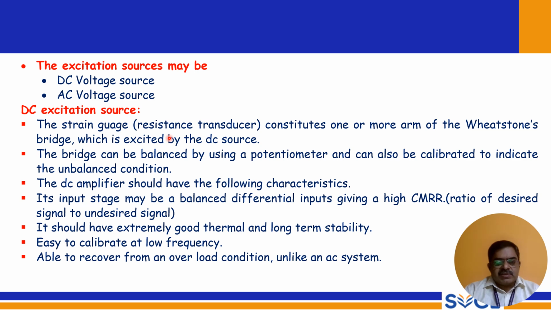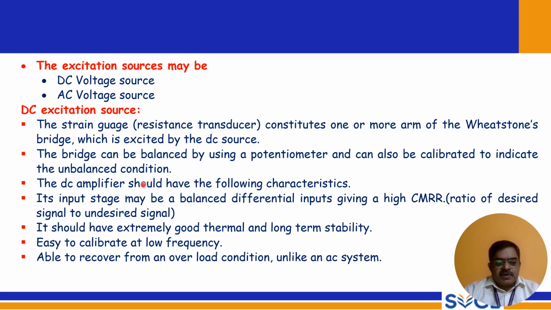The strain gauge resistance transducer constitutes one or more arms of the Wheatstone bridge. So the Wheatstone bridge will contain three known resistors and one unknown resistor. Upon balancing this, we will come to know the unknown resistance. The bridge can be balanced by using a potentiometer and can also be calibrated to indicate the unbalanced condition.